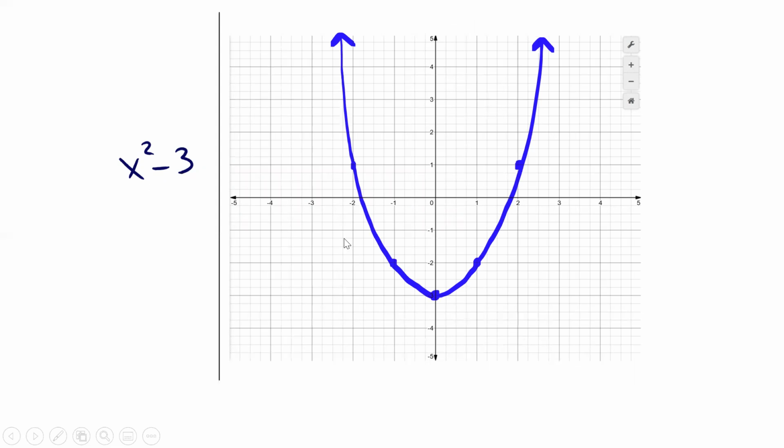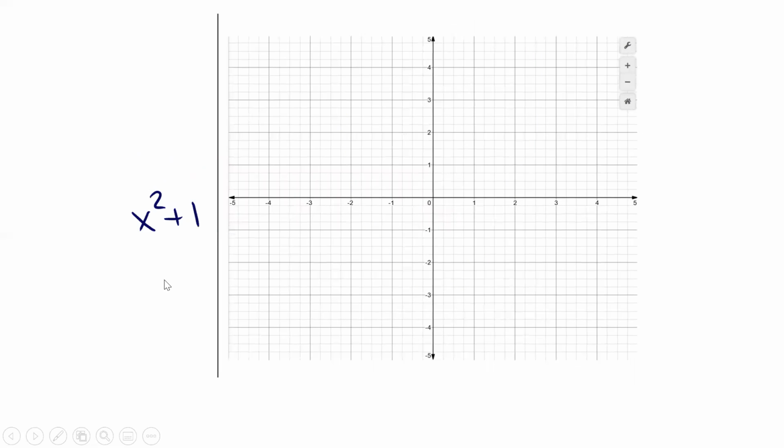From what we learned in 4.2, let's see if we can do this here again. X squared plus 1. You should know where that's going to go. 5, 4, 3, 2, 1. There it is. There's my vertex. And then we go up from there. Everybody good? Let's go.